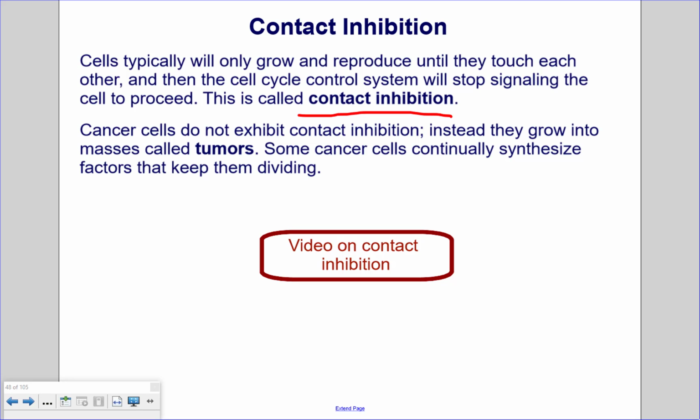Instead, they grow into masses called tumors. Some cancer cells continually synthesize factors that keep them dividing. Click on the link to view a video on contact inhibition.